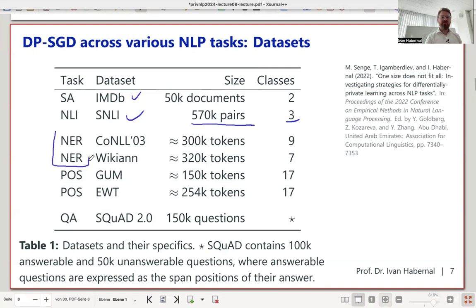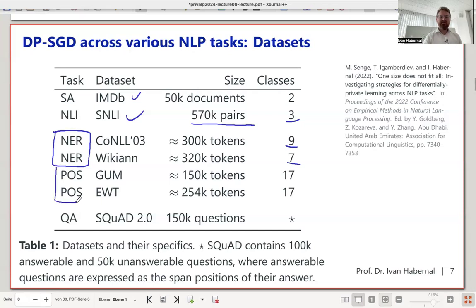Then we have NER. Any ideas what NER is? It's named entity recognition. Exactly, saying that in this piece of text, each word is either no entity or a person, city, date, company name, and usually we use BIO tagging. So it's beginning of the entity and inside of the entity. There are multiple classes here, and there are 2 data sets which are somehow standard ones. So we look not only at text classification, but also at token classification.